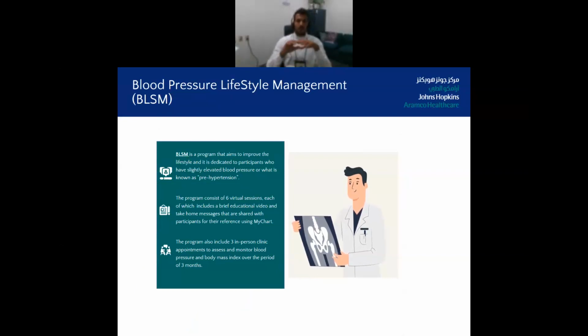So at Johns Hopkins Aramco in Dhahran this year, we launched our blood pressure lifestyle management program. We call it Balsam. It's a program based on diet and lifestyle intervention, which is proven to be very effective in lowering blood pressure. Balsam aims to improve lifestyle, and it is dedicated to participants who have slightly elevated blood pressure, or what is known as prehypertension.